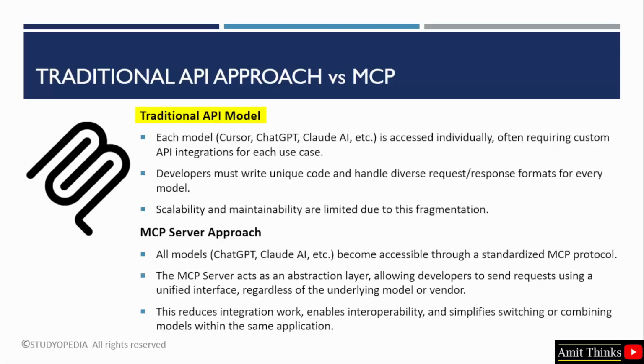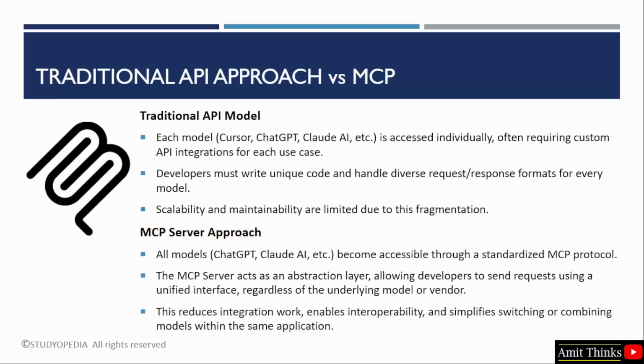This fragmented setup makes scaling and long-term maintenance inefficient. Now let us see the MCP server. All models are accessible through a single standardized MCP protocol. The MCP server acts as a universal abstraction layer, providing one unified interface for requests across vendors. Integration becomes simpler, interoperability is seamless, and switching or combining models within applications is effortless.